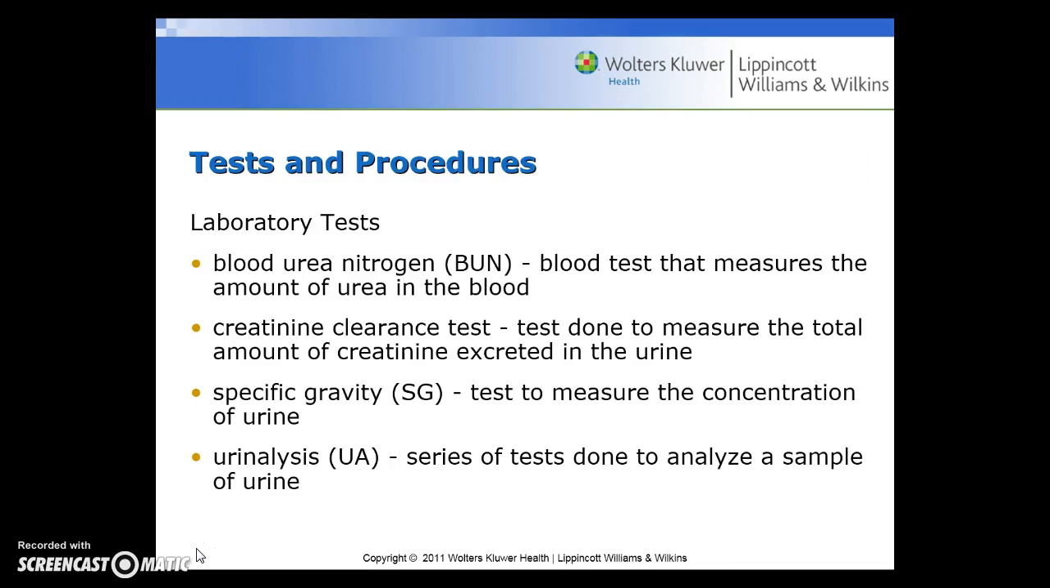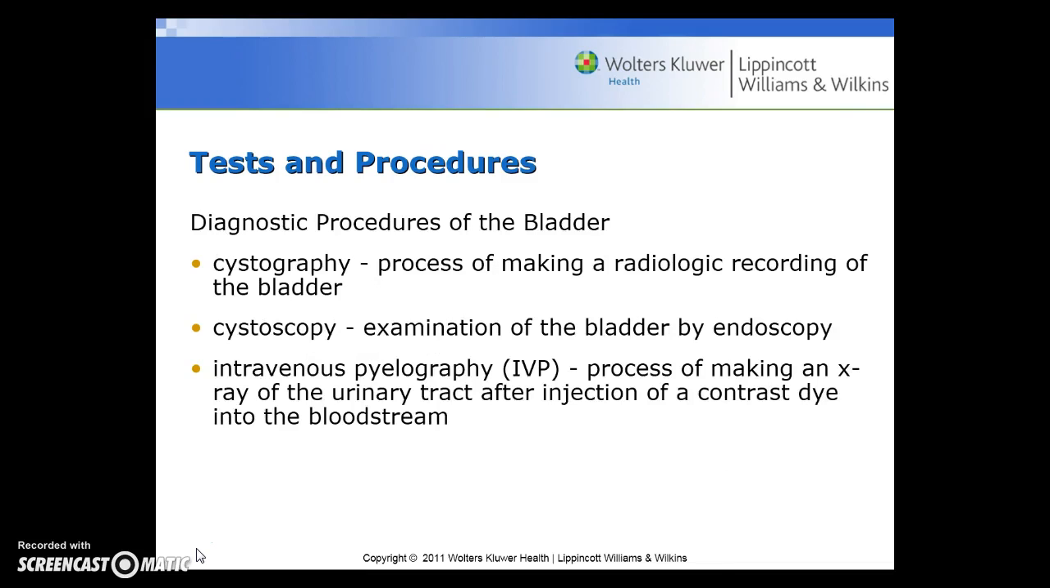So what are some common laboratory tests associated with the urinary system? Well, BUN is a blood urea nitrogen, and that's a blood test that measures the amount of urea in the blood. A creatinine clearance test is a test done to measure the total amount of creatinine excreted in the urine. And SG is the specific gravity, and that's a test to measure the concentration of the urine. And a UA, or urinalysis, is a series of tests done to analyze a sample of urine.